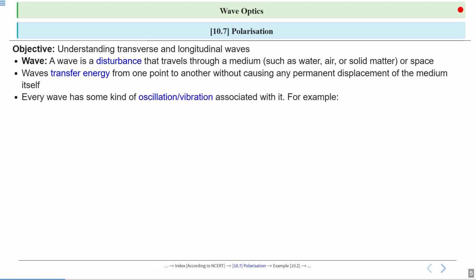Every wave involves some form of oscillation or vibration. This is a key characteristic of waves, and it's what allows them to transfer energy. Let's look at some examples of these oscillations.